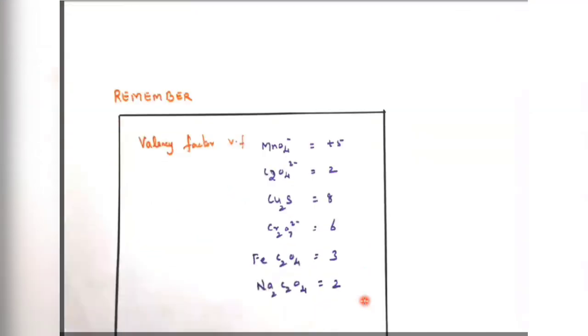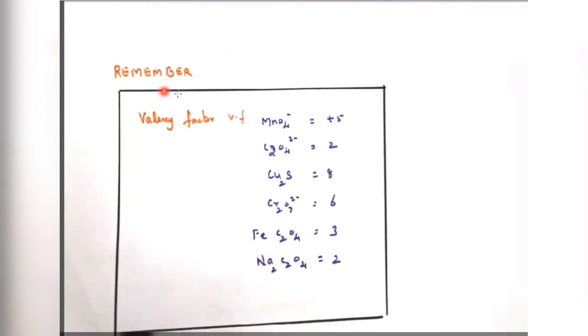Thanks for watching, students. And one more thing, please learn by heart these valency factors: MnO4 minus is 5, oxalate is 2, cuprous sulfide is 8, chromate is 6, iron oxalate is 3, potassium oxalate and sodium oxalate is 2.